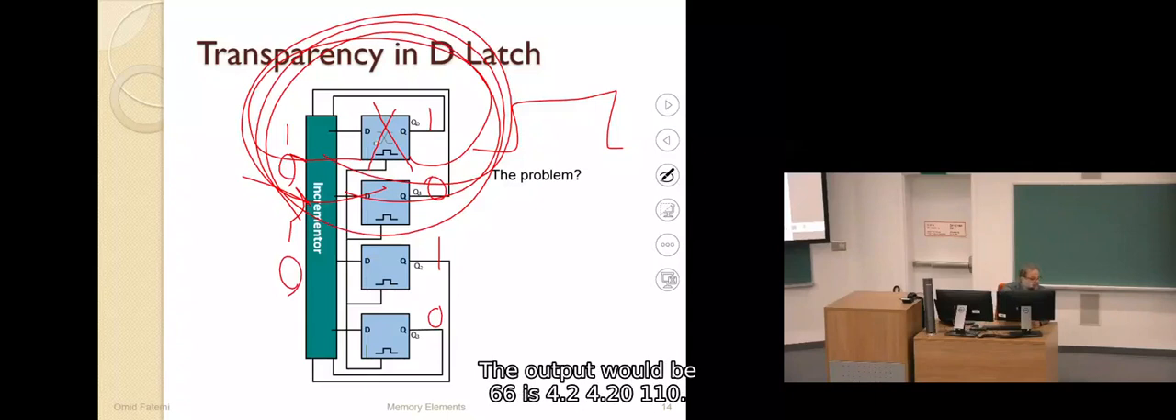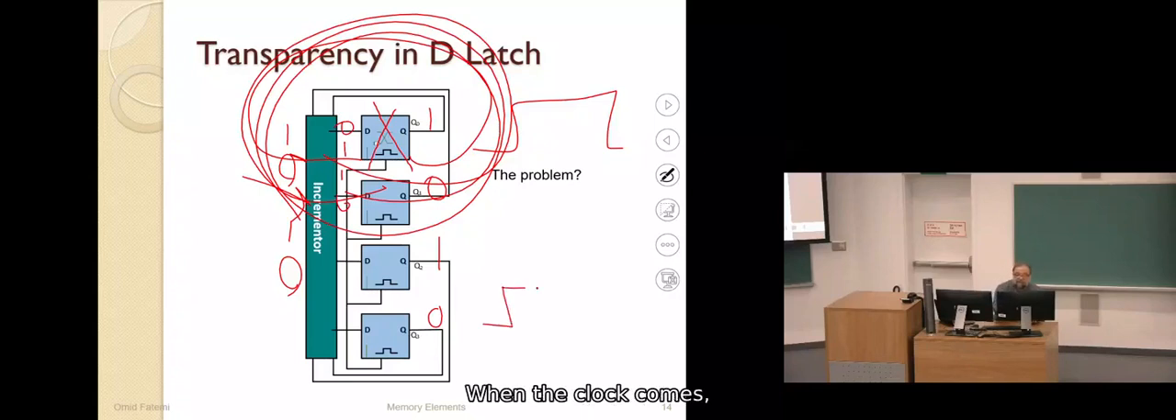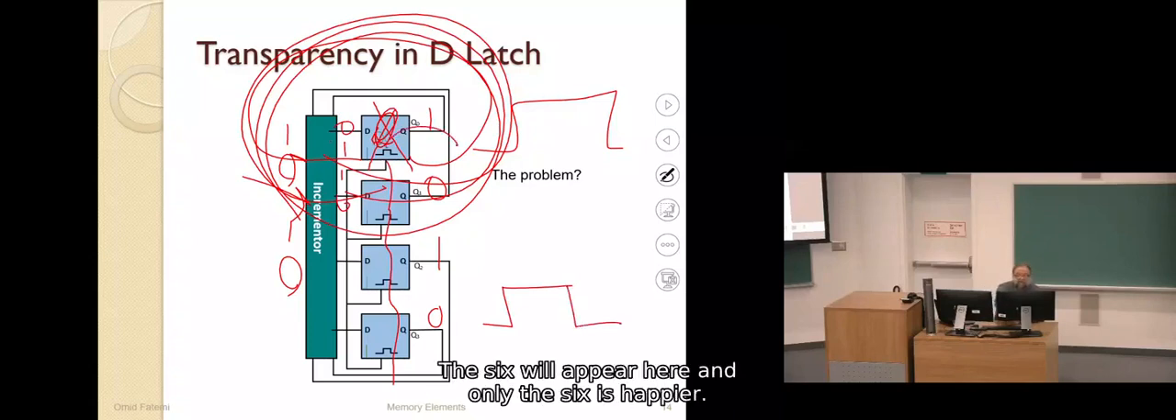6 is 4 and 2. 0, 1, 1, 0. But this doesn't see any clock yet. When the clock comes, this will go to the middle stage, in the master, and it will be somewhere in between. The 6 is here, but it doesn't go out. So the 6 is here. And then the clock goes down, the 6 will appear here.